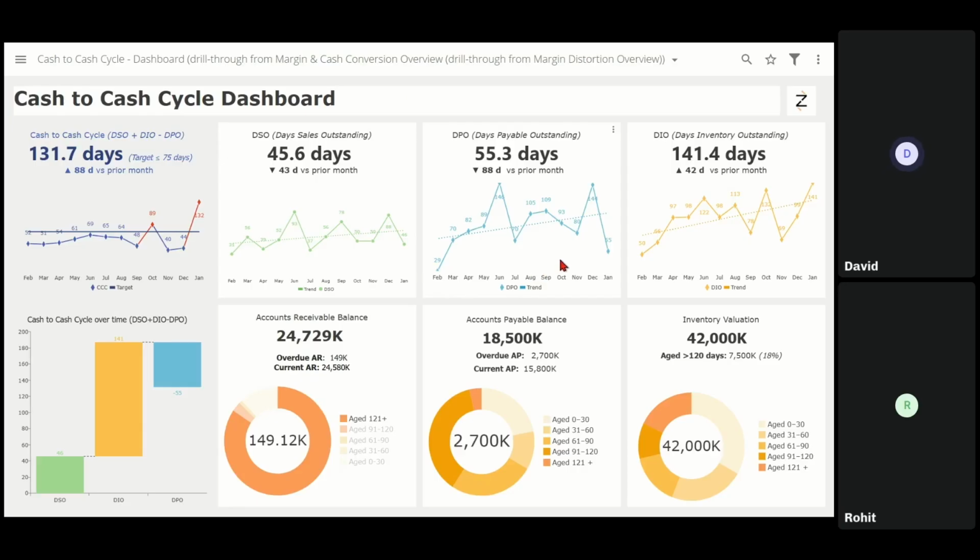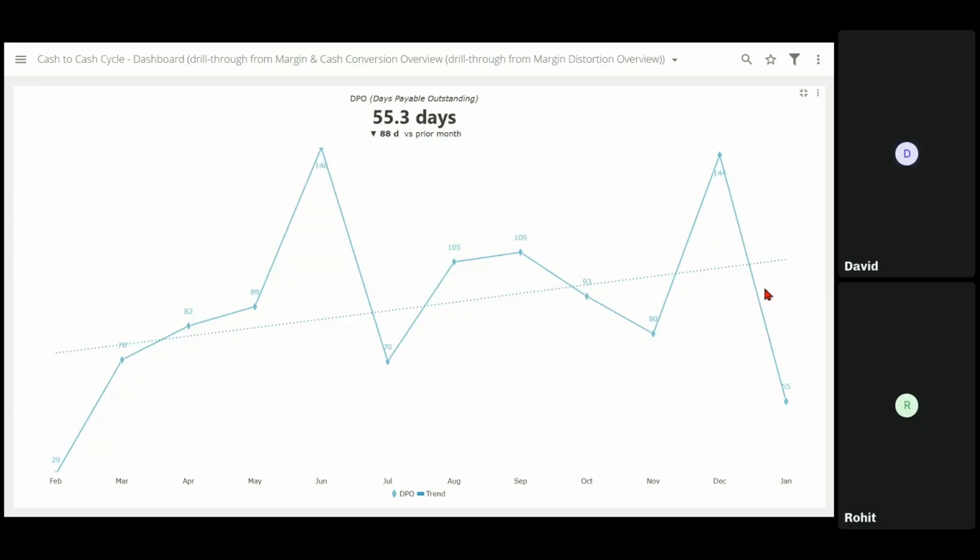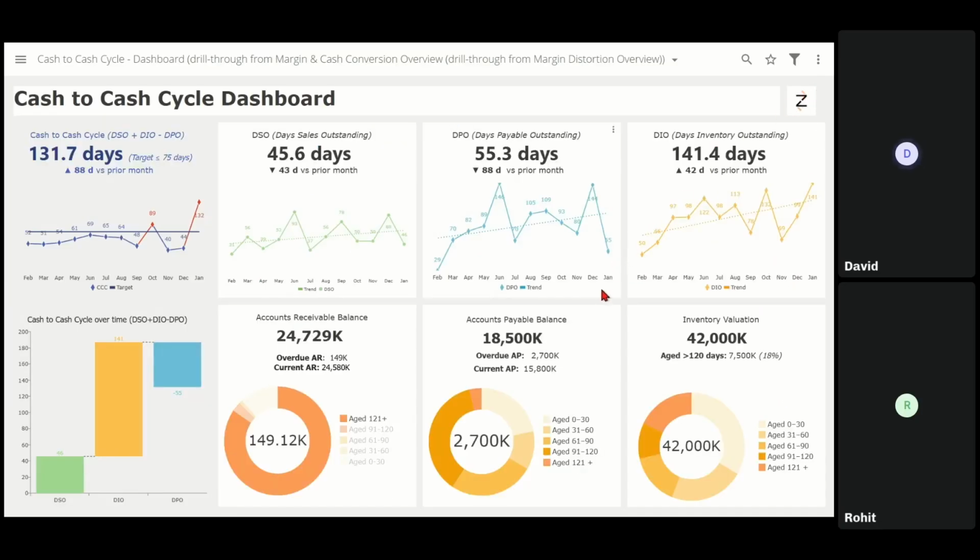Now, let's focus on the days payable outstanding. Here we have 53 days, okay, 55, sorry, days. And basically, it's down by 88 days compared to the previous month. This can be slightly concerning. This means that we are paying the suppliers faster, which is also putting more pressure on our cash. But we see that there is an increase from February to January, so that might not be very concerning. It's important to keep an eye on it, but it's not the most concerning piece.